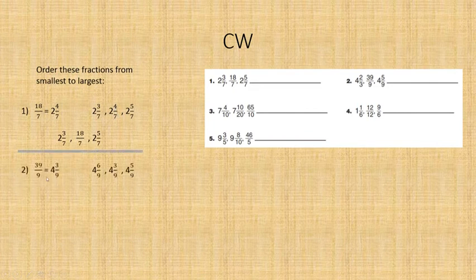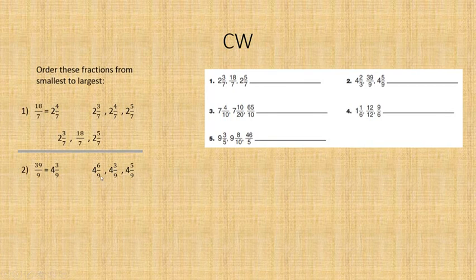For question number 2, I have 4 and 2/3, and after that 39 over 9, and 4 and 5 over 9. So convert this 39 over 9 into a mixed number. So ask yourself the question, how many 9s are there in 39? It's 4 9s because 4 times 9 equals 36, and count after 36: 37, 38, 39. So it's 3. So it's going to be 4 and 3 over 9.